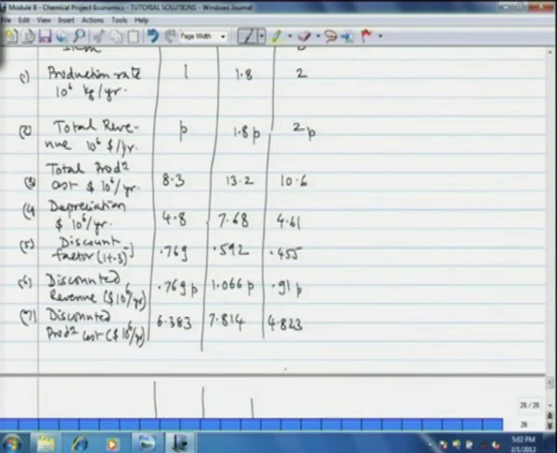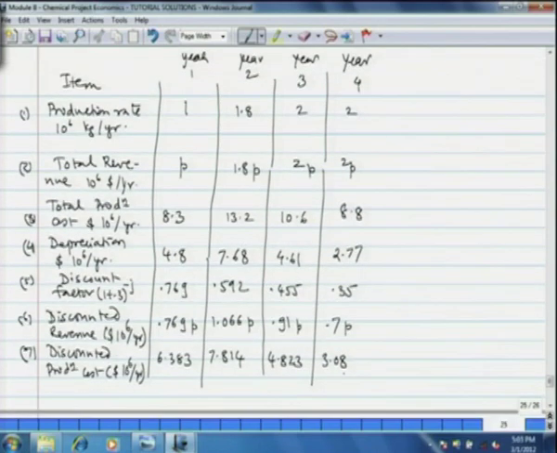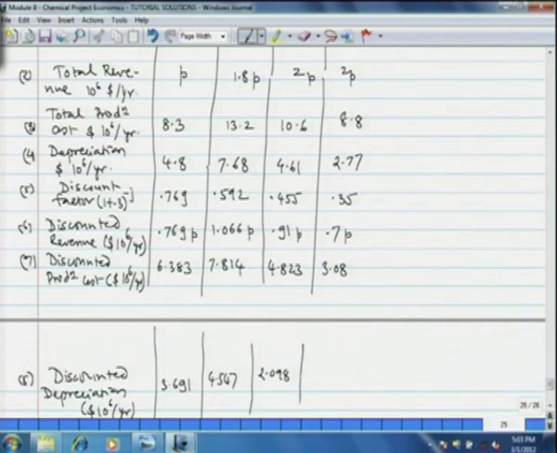Then for the fourth year, we have again the production rate of 2000 tons per year, total revenue 2p, then total production cost 8.8, depreciation 2.77, discount factor is now 0.35, 1.3 raised to minus 4, discounted revenue is now 0.35 into 2p, so 0.7p, then discounted production cost 3.08, and the discounted depreciation is 0.969.